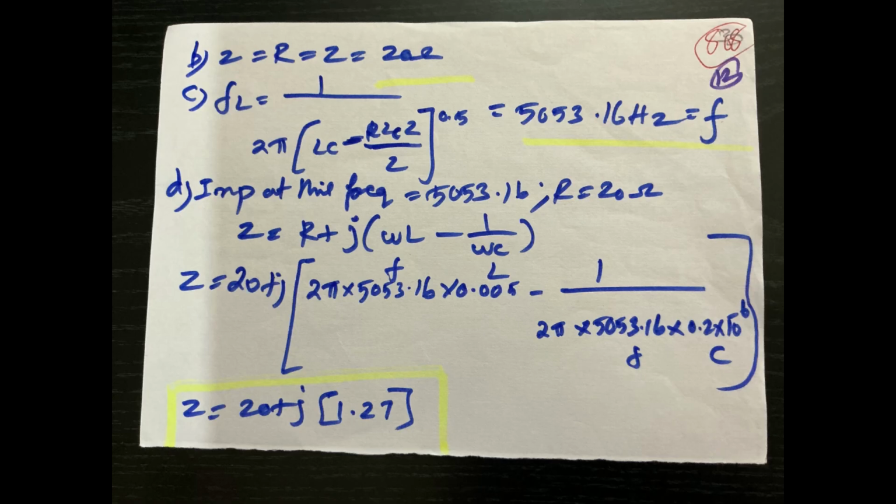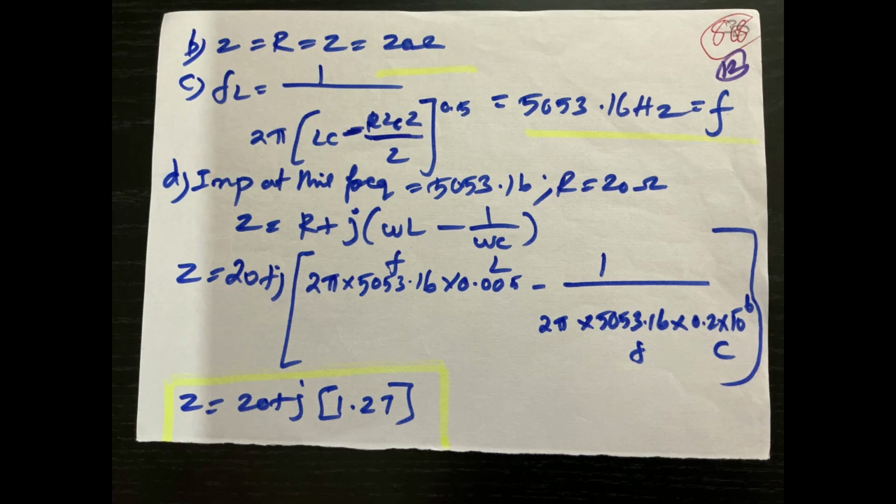Part C. We already did it in previous classes, and we know the formula for part C. The frequency at which the voltage across inductance is maximum, fL, is 1 divided by 2 pi times the square root of (1 by LC minus R squared by 2 L squared). Putting in the values, we find fL is 5053.16 Hz. That is the frequency value.